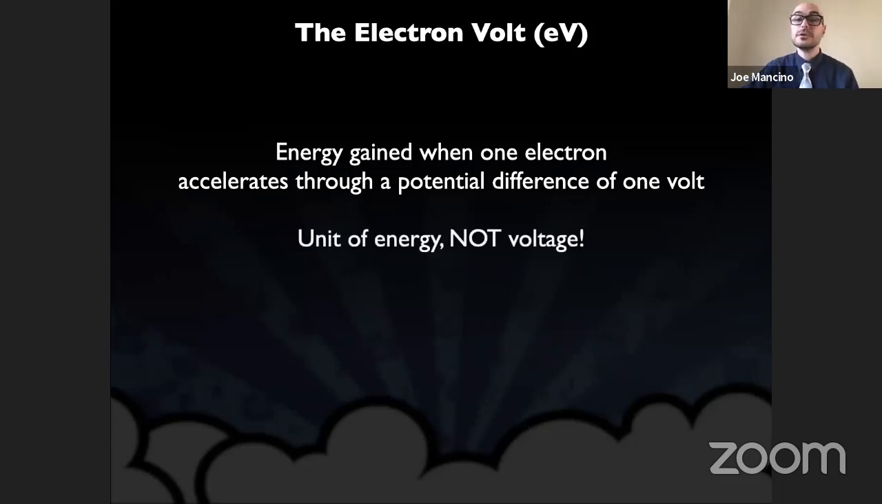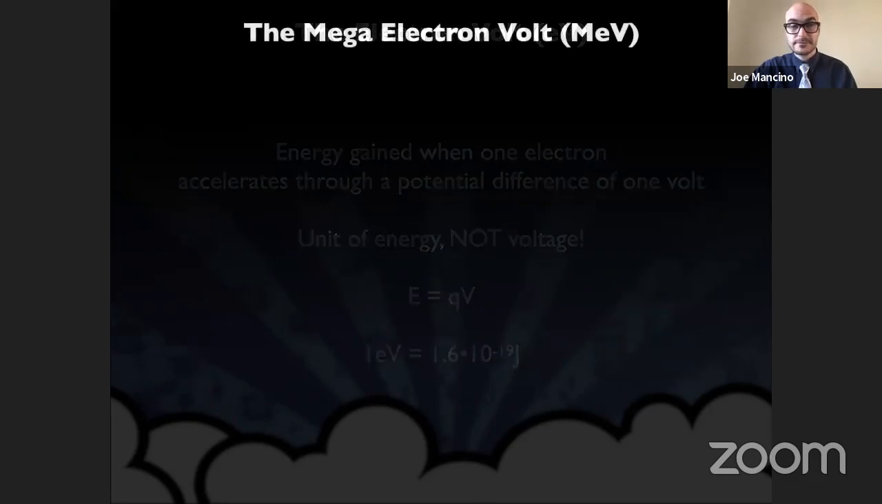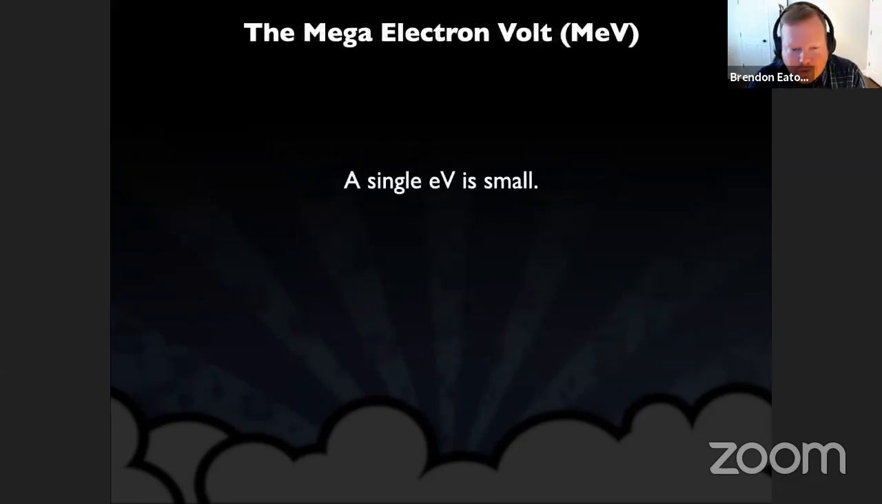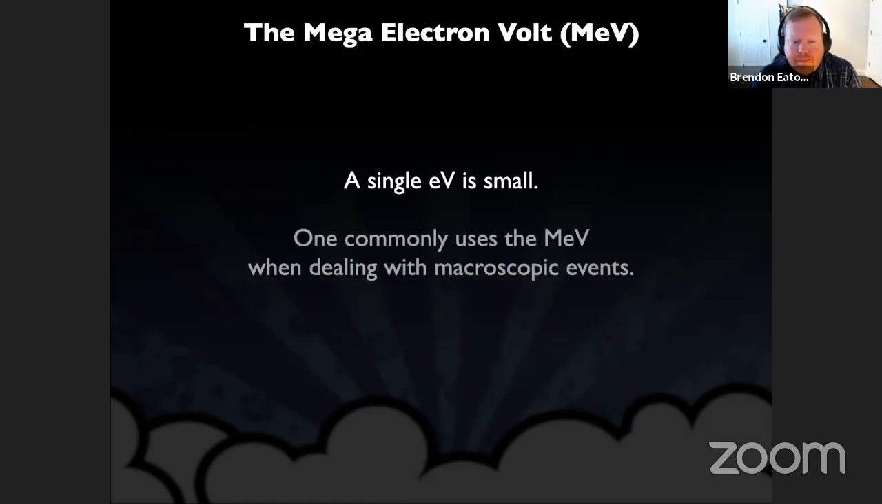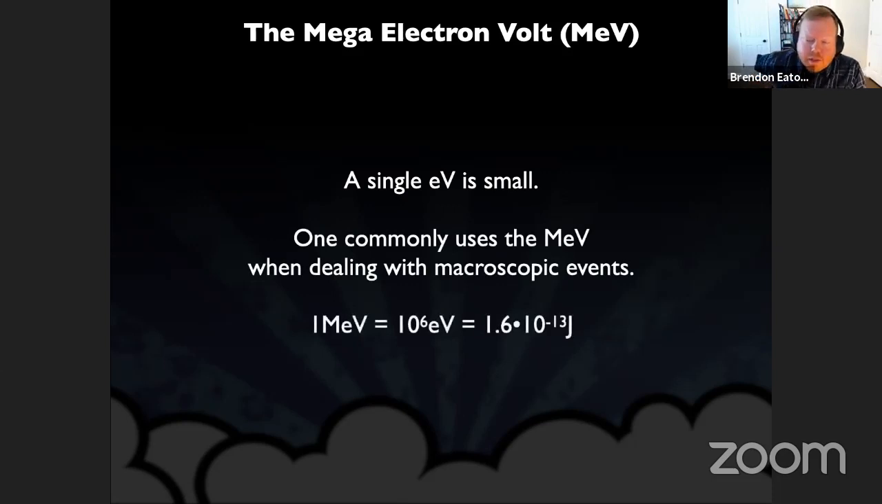It is a unit of energy. It is not a unit of voltage. It's a charge times a voltage. That's an energy. So energy is charge times voltage. 1 eV is equal to 1.6 times 10 to the negative 19 joules. They're quite small. And since they are so incredibly small, we typically use the unit mega electron volts when dealing with macroscopic events. And 1 mega electron volt is equal to 10 to the 6 power electron volts, 1 million electron volts, which is equal to 1.6 times 10 to the negative 13th joules.